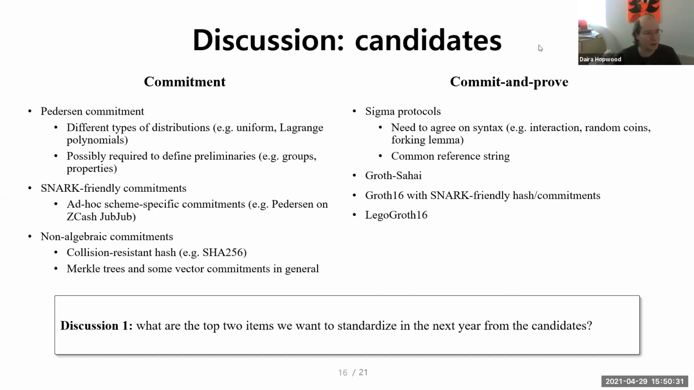Okay, so we have some. Let's talk about the commitments first. Does this trace of commitments need to be specific to the CommitImprove? Because we want to standardize commitments anyway for the whole standard.